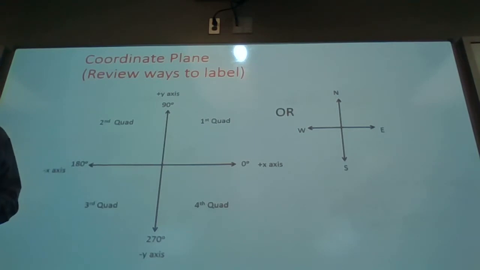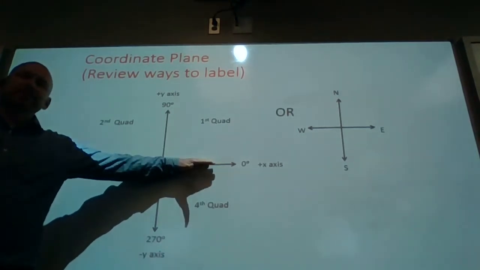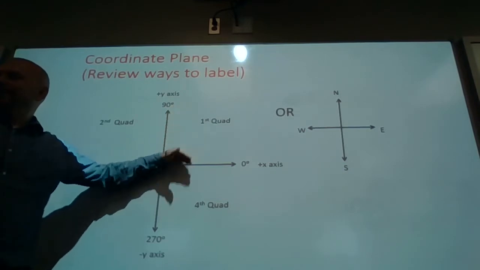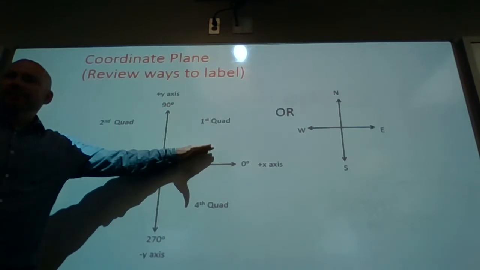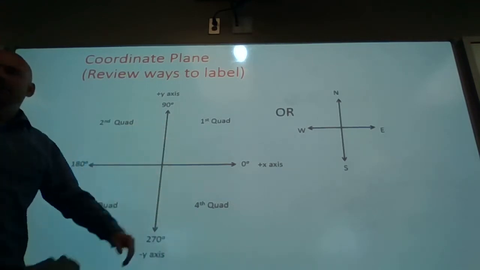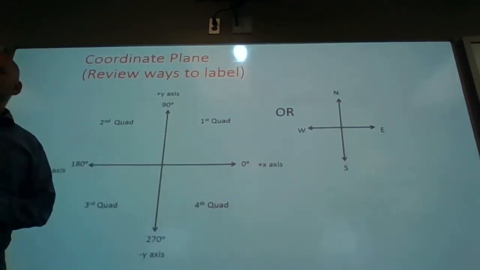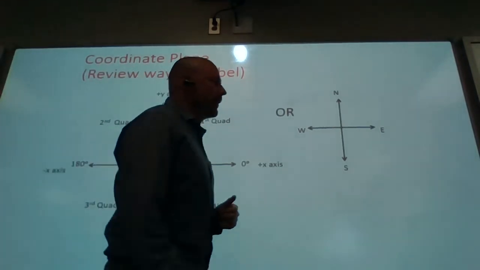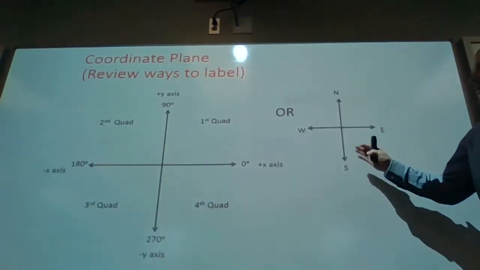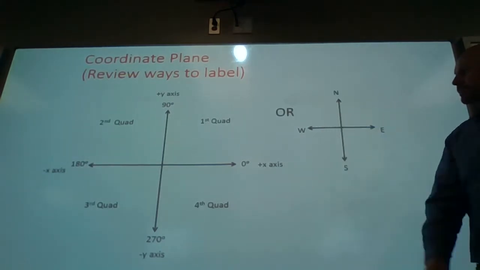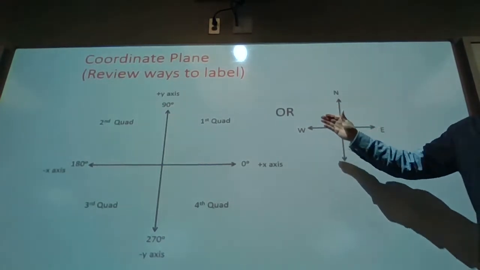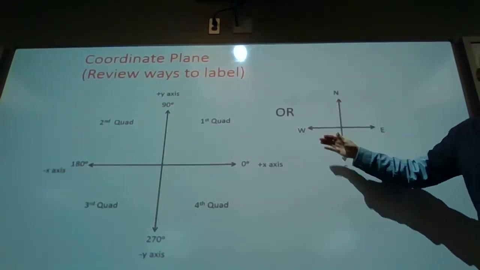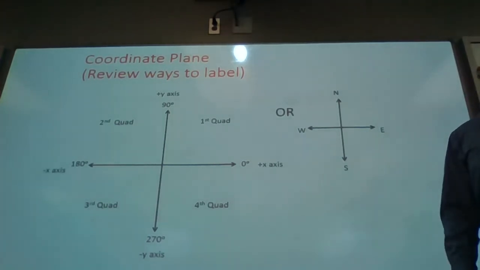So, quick math review. Positive x-axis, negative x-axis, positive y-axis, negative y-axis, 0 degrees, 90 degrees, 180, 270, 360. Okay. First, second, third, fourth quadrant. Okay. We can also, in physics, use the compass rose, north, east, south, west. Never eat soggy waffles. Never eat sour worms.